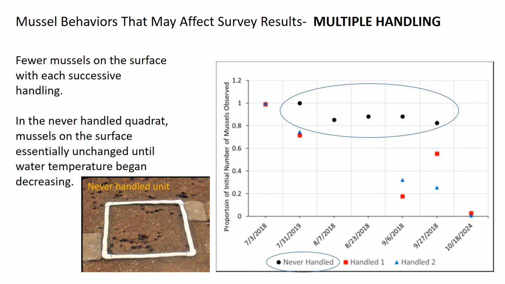And what you can see is that the proportion of mussels on the surface really didn't change until the water really got cold in October, and then they buried. But we didn't handle these mussels, they stayed on top. We handled these mussels and they disappeared from the top.